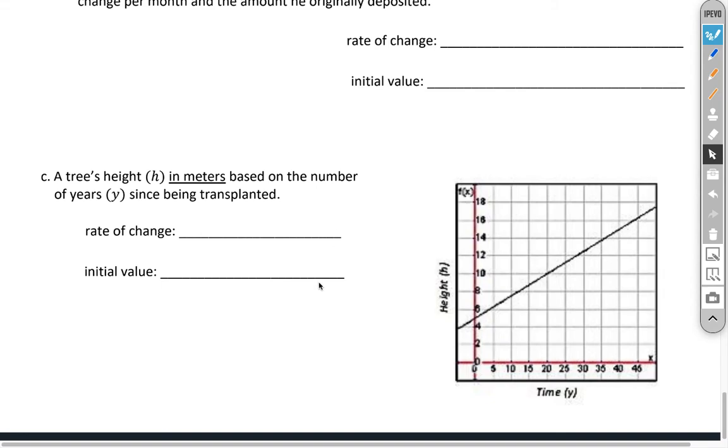All right, and then our last problem: a tree's height in meters based on the number of years since being transplanted. It gave us a graph, so let's look at our graph and determine what it is telling us. Let's find some points. Where's a good point? Here's a point. Oh, this is a point.